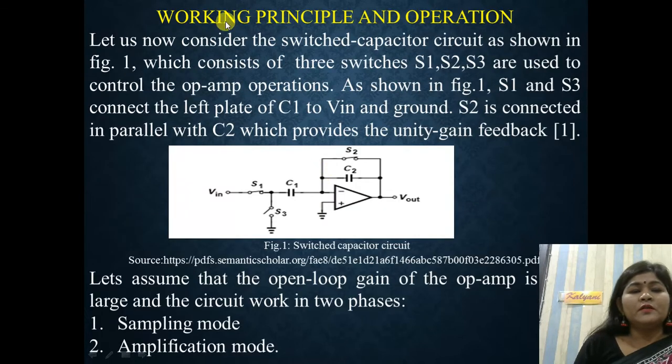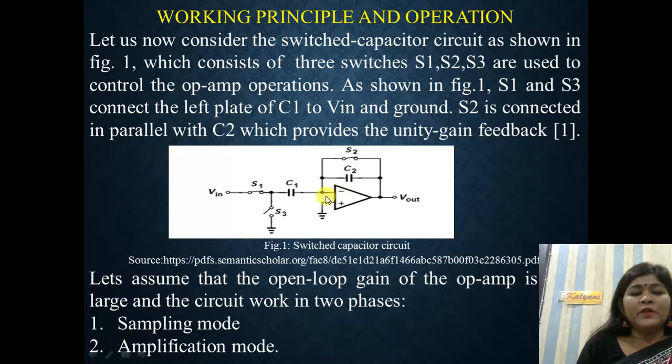So this is the basic working principle and operation of the switch capacitor circuit. Let us now consider the switch capacitor circuit as shown in this figure. There are three switches, S1, S2 and S3, used to control the operational amplifier operations. Here S1 and S3 connect with this capacitor C1, and the other terminal of S3 is grounded. This is the operational amplifier.